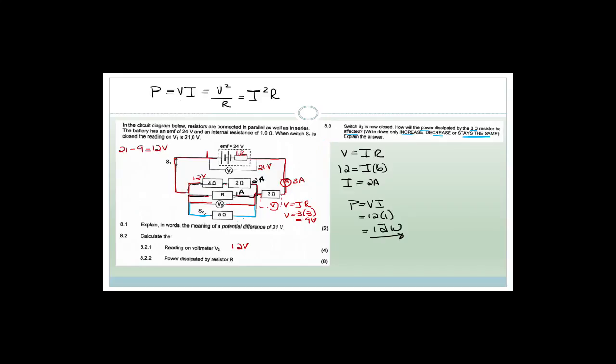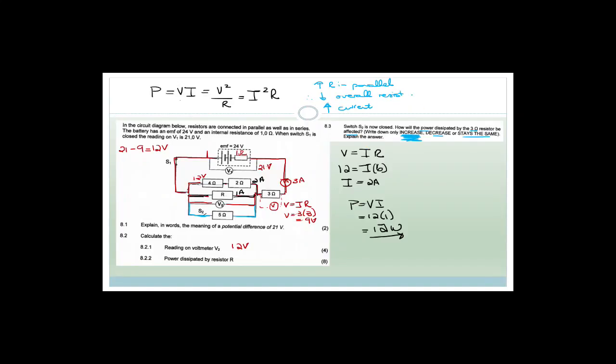Okay. Do you agree that by putting in switch 2, what are we doing? We are increasing the resistors in parallel, okay? If we are doing that, that means that we are decreasing the overall resistance of the circuit, which means we're increasing the current. Okay, that 3-ohm resistor is still going to remain the same, but we've increased the overall current, so therefore we can say that the power is increased.